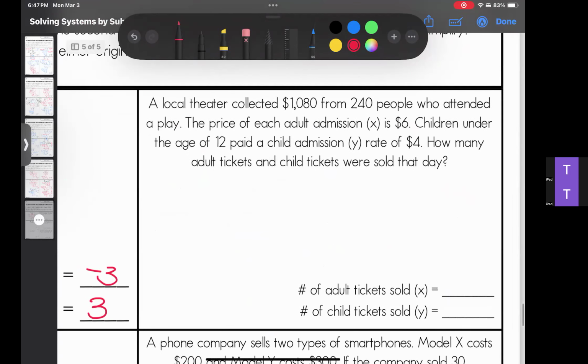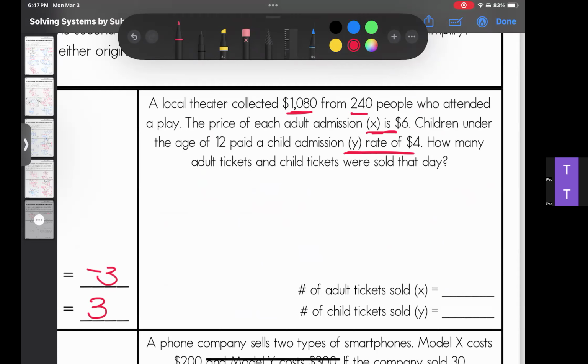All right, word problems. We talked about these last week. These are not as scary as they think. We're trying to figure out what the two equations are, and then we're going from there. So it says a local theater collected $1,080 from 240 people who attended a play. The price of the adult admission is X is $6. Children under the age of 12 paid a child admission of Y of $4. How many adult tickets and child tickets were sold?